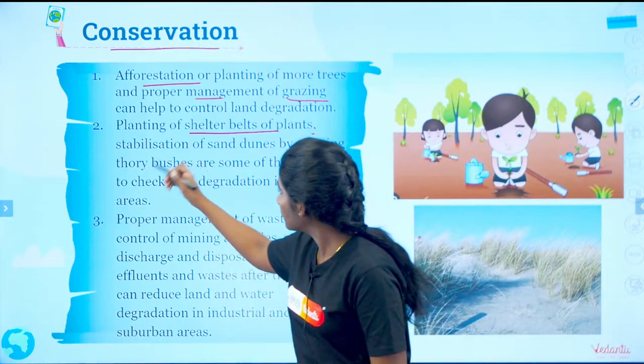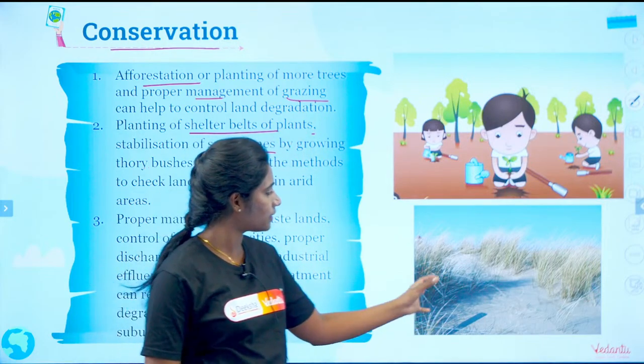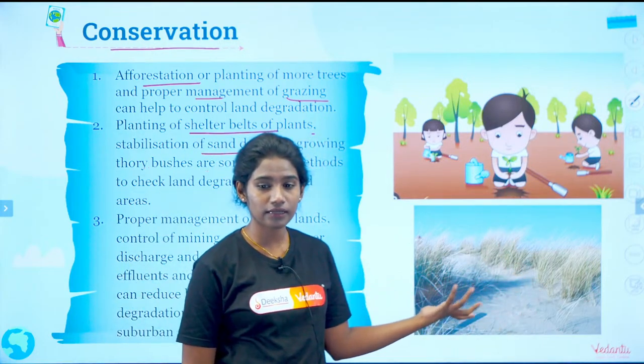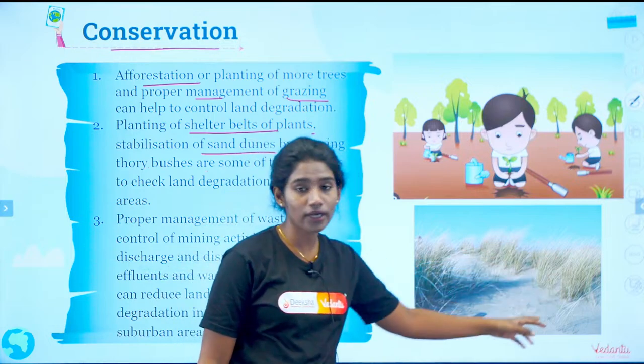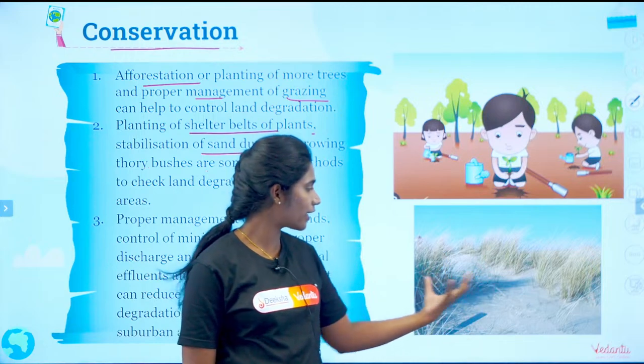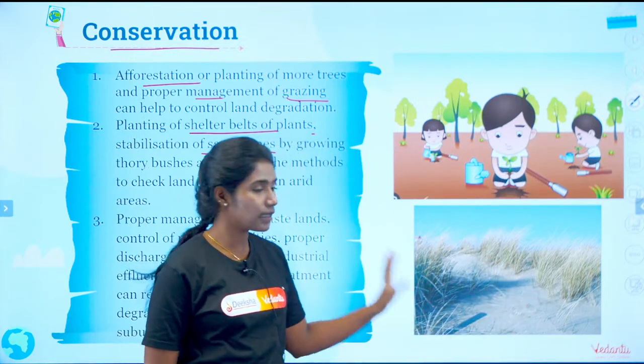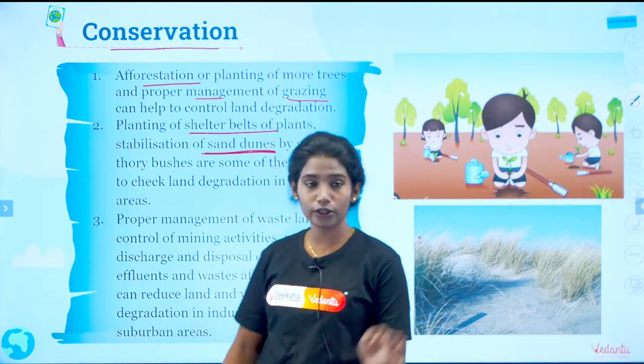And then the stabilization of sand dunes. What is meant by sand dunes? In desert areas like Rajasthan and all that, by growing thorny bushes like this, we can prevent land degradation. And this is called stabilization of sand dunes.